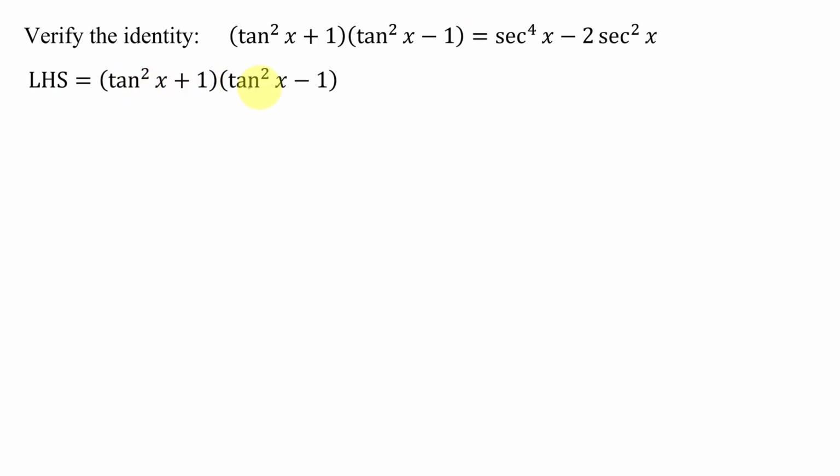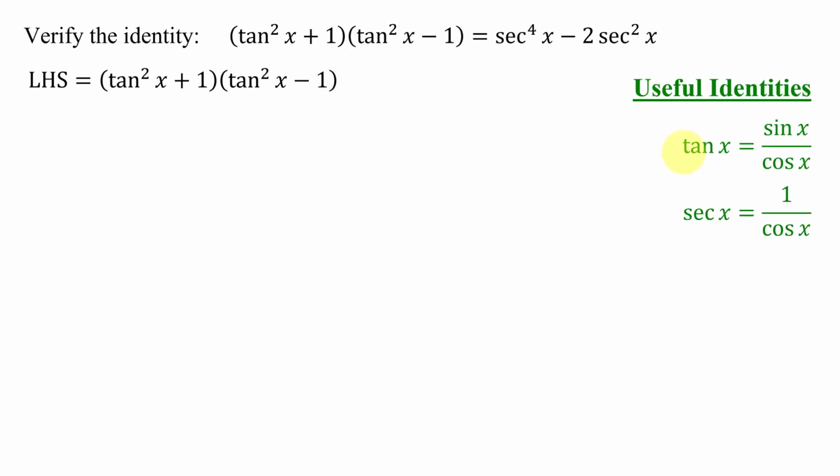So here's my left-hand side, and there are quite a few different ways to do this problem. I'm going to need to use some identities, and here are some identities that might help. The tangent of x equals sine x over cosine x, and the secant of x is 1 divided by the cosine of x. So I could use these to write everything in terms of sines and cosines, and that method would work, but I think it's the longest method of verifying this identity.